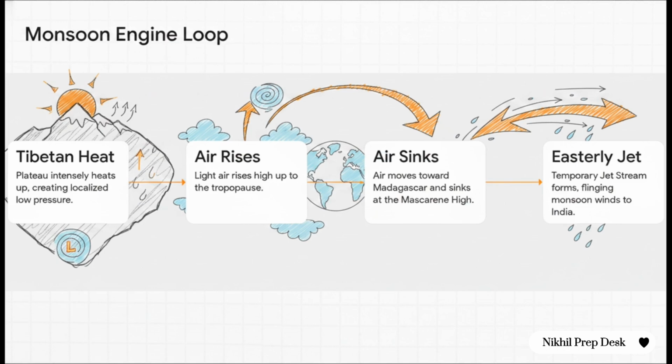This high-pressure area then violently hurls moisture-laden winds right back toward India, and it gets a huge assist from that tropical easterly jet stream we talked about. It is literally an enormous, self-sustaining atmospheric loop.